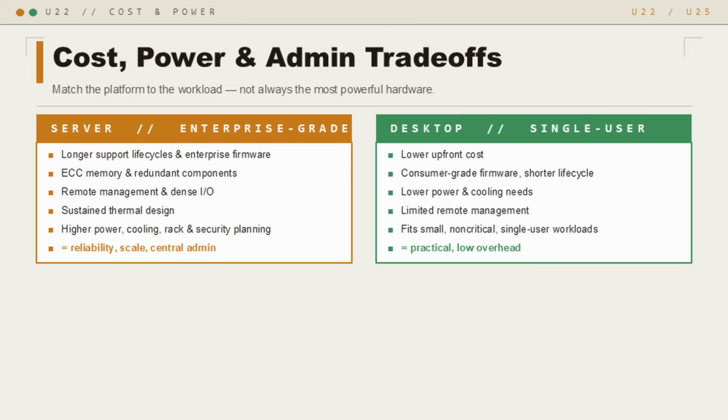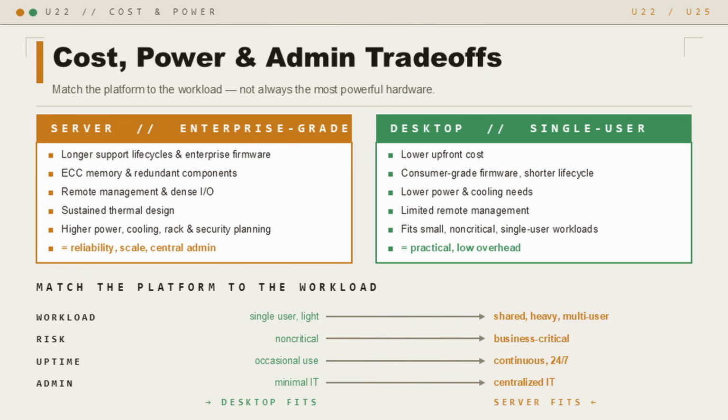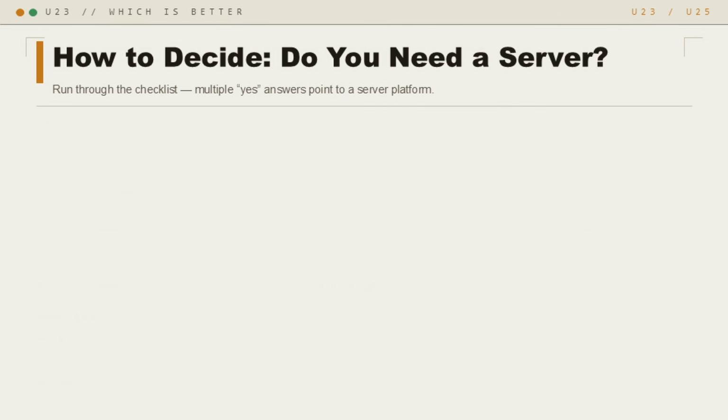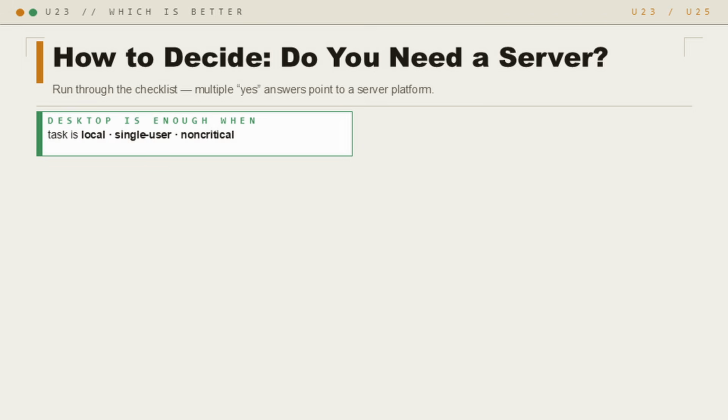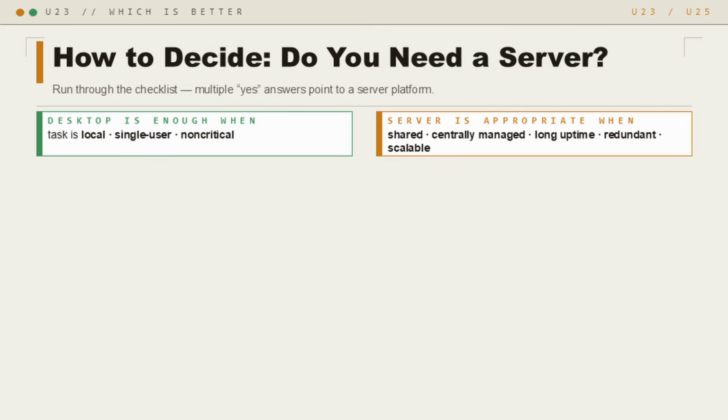Good infrastructure design is not about always choosing the most powerful hardware. It is about matching the platform to the workload, the risk tolerance, the expected uptime, and the administrative capacity of the organization. So, how do you decide if you need a server or not? A desktop is often sufficient when a task is local, single user, and non-critical. A server becomes appropriate when the workload needs to be shared, centrally managed, available for long periods, protected with stronger redundancy, or scaled over time.